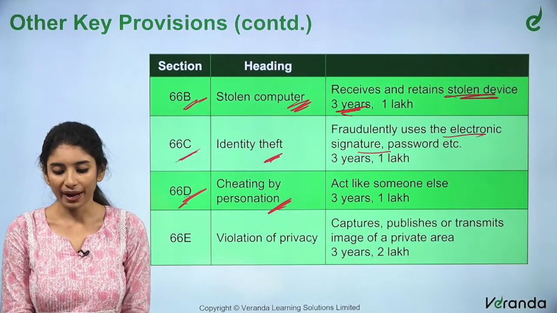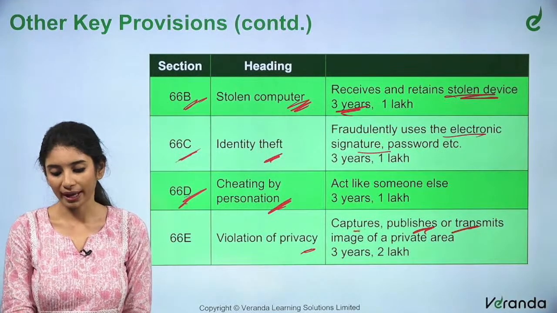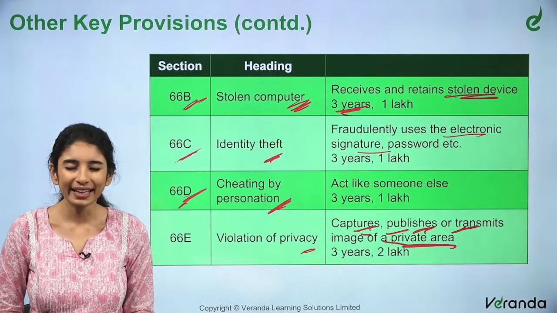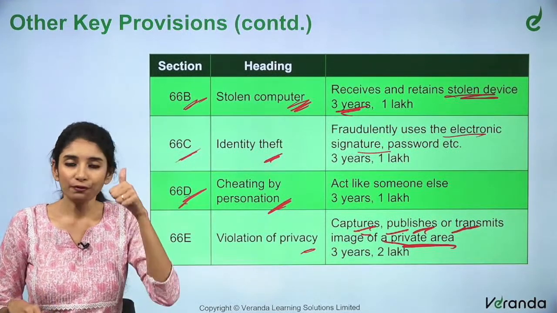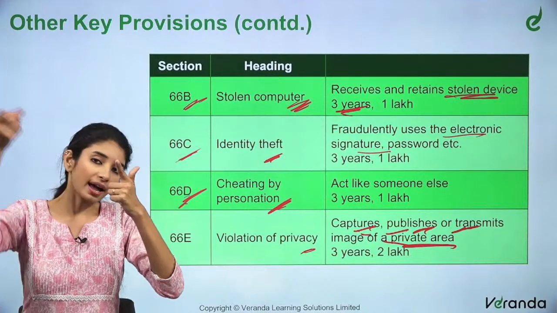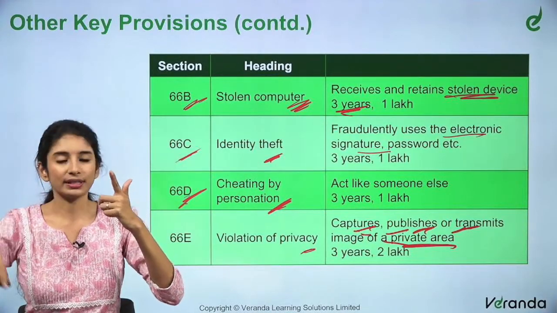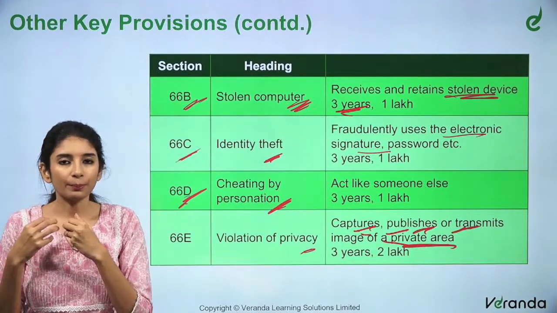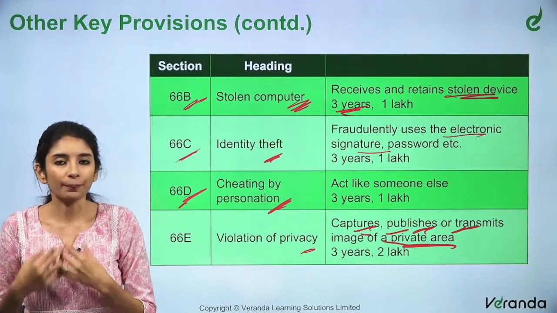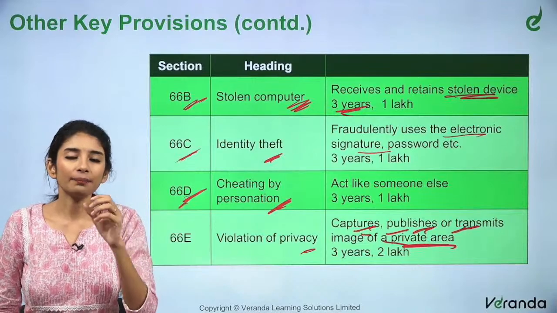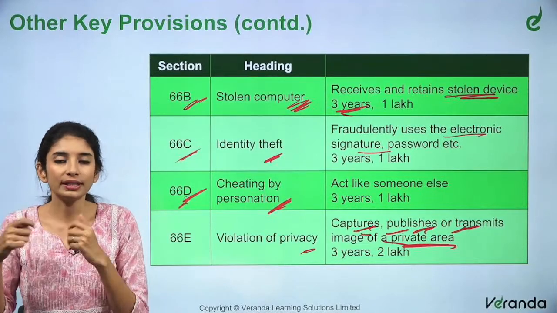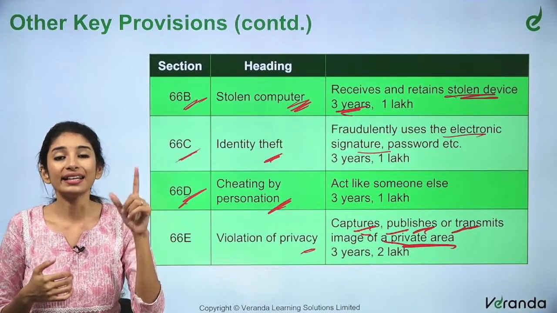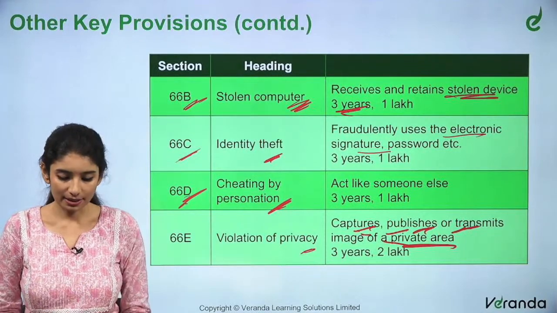66E, violation of privacy. In case I publish, transmit or capture an image of any private area, then I am liable under 66E. Okay, very easy. 65 source code. 66 offences done in 43. Then I have 66B, which talks about stolen computer from the bazaar. B for bazaar, stolen computer. 66C, cheating by using or stealing passwords. D, cheating by personation. And then E, privacy or private areas.